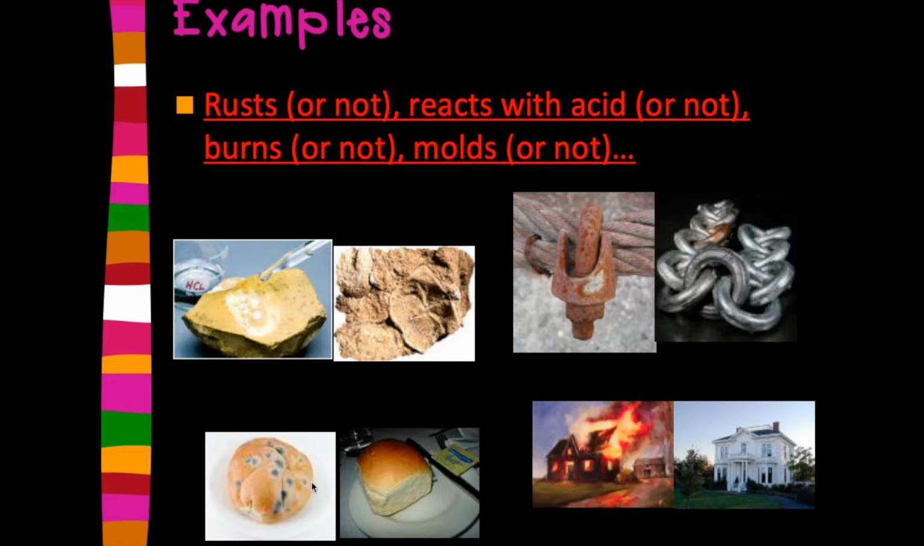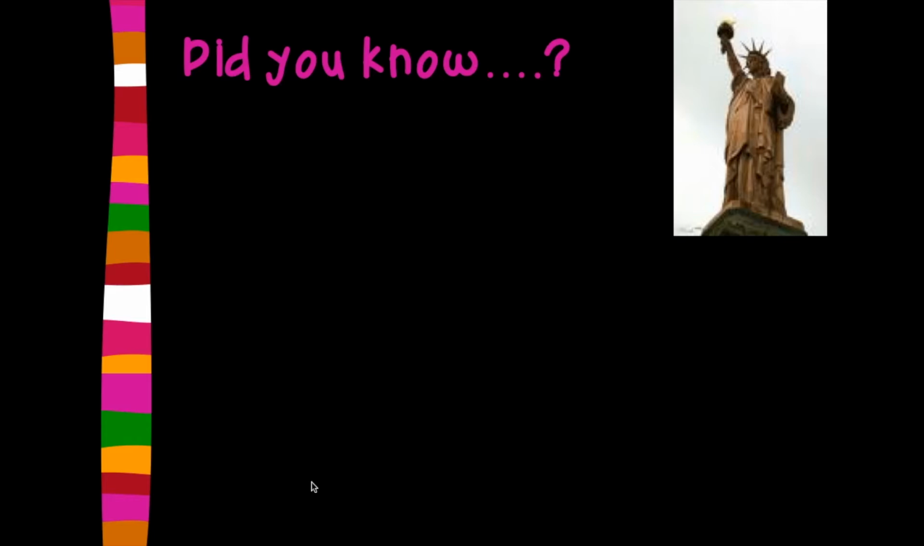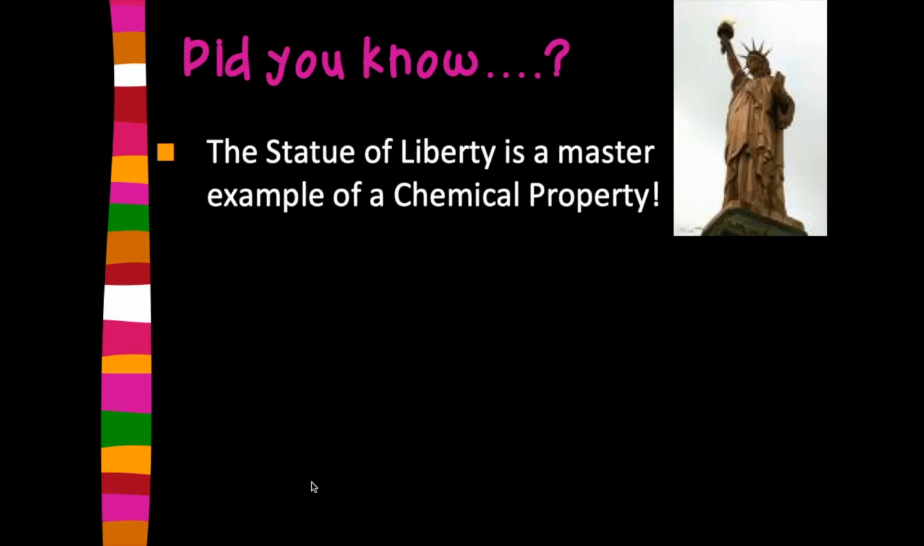So a physical property means that you can figure it out just by using your senses or measuring it or something like that. A chemical property, you have to do something to it to see if it will go through a chemical reaction. So here's an example of a chemical property.